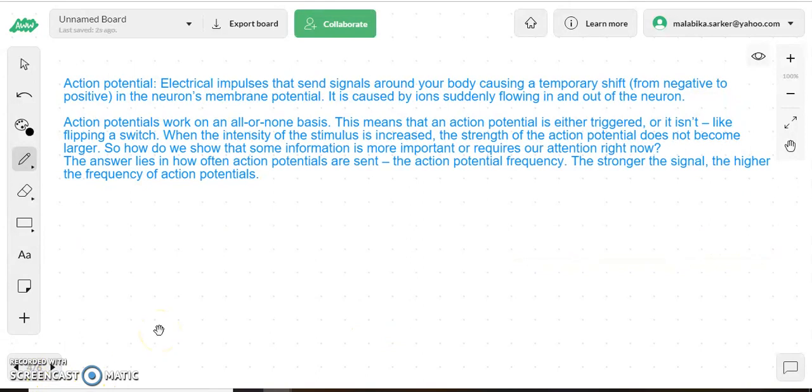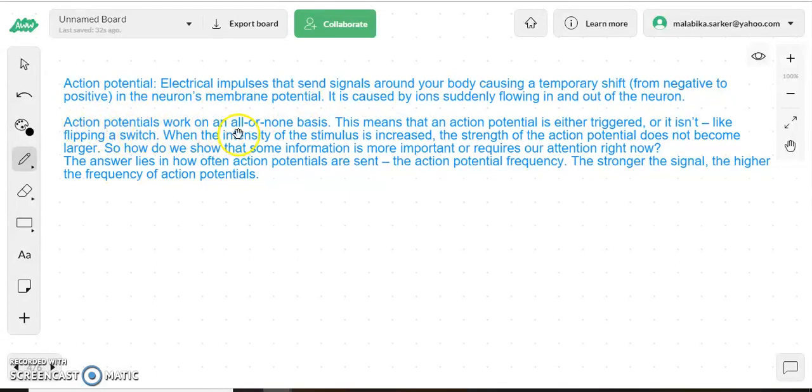Now what is an action potential? We know that a stimulus triggers an action potential in the axon in the experiment that we are talking about. So it is electrical impulses that send signals around your body, causing a temporary shift from negative to positive in the neuron's membrane potential. It is caused by ions suddenly flowing in and out of the neuron. We have an idea because we knew that there is the influx and outgoing of the sodium and the potassium ions.